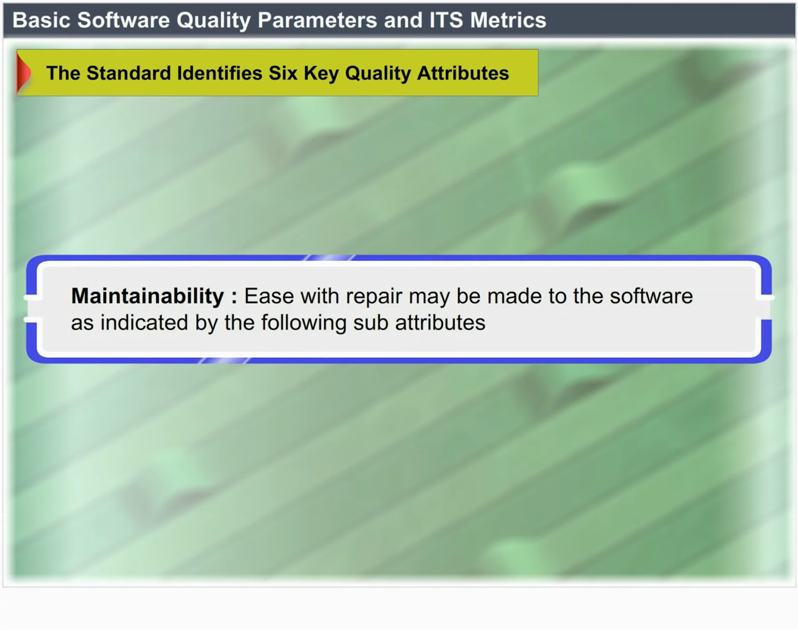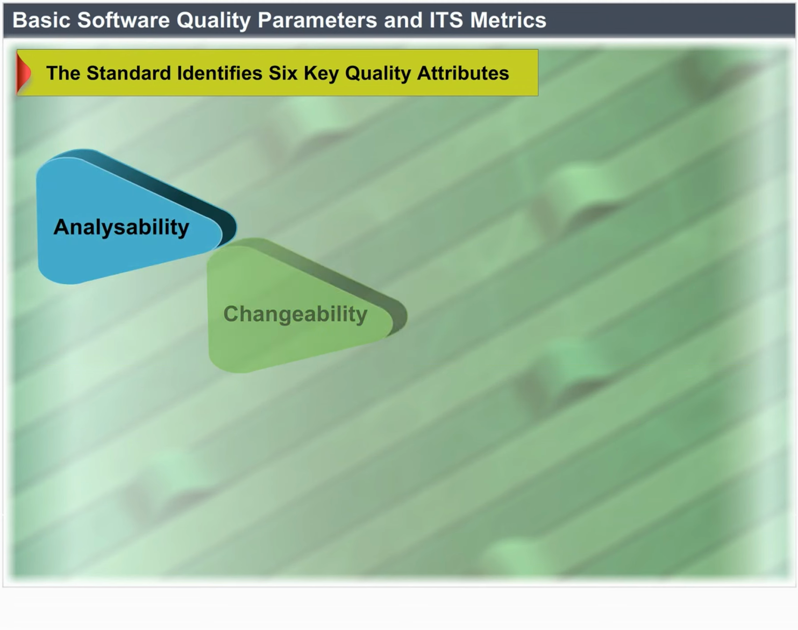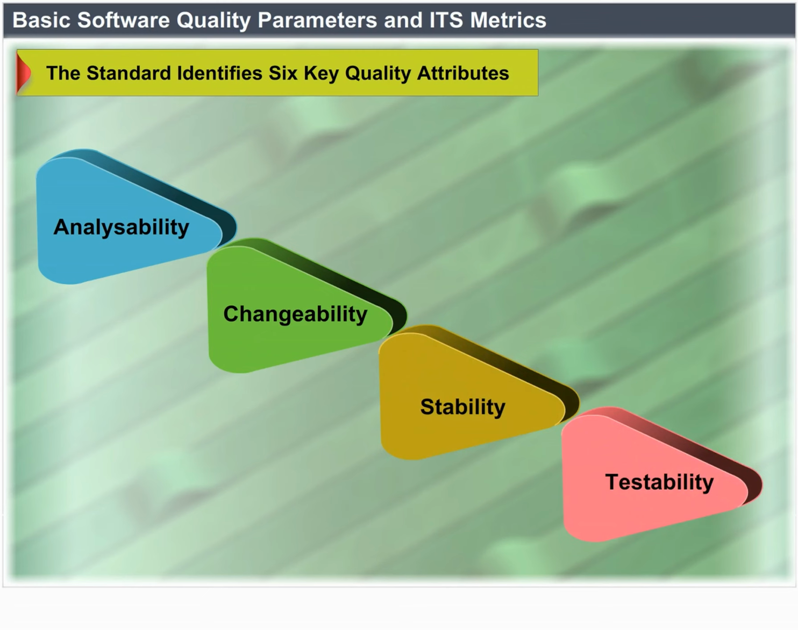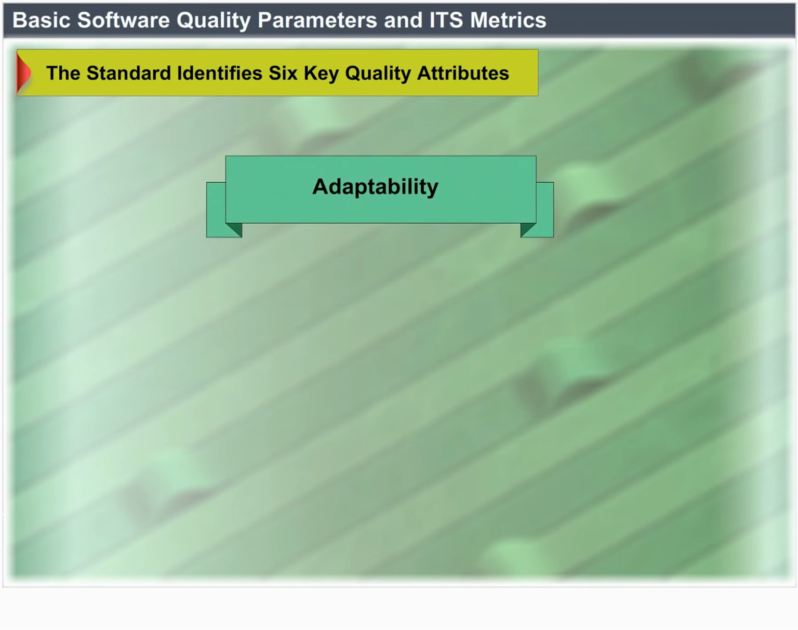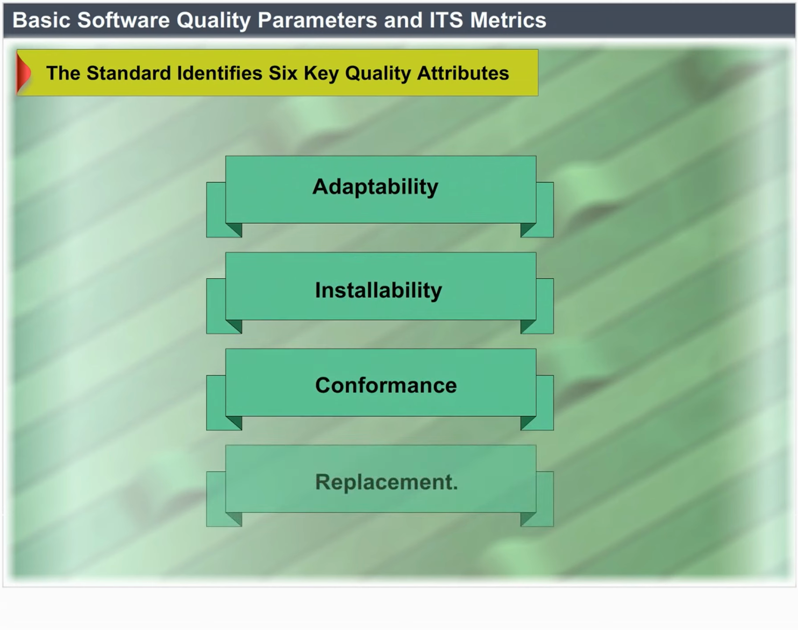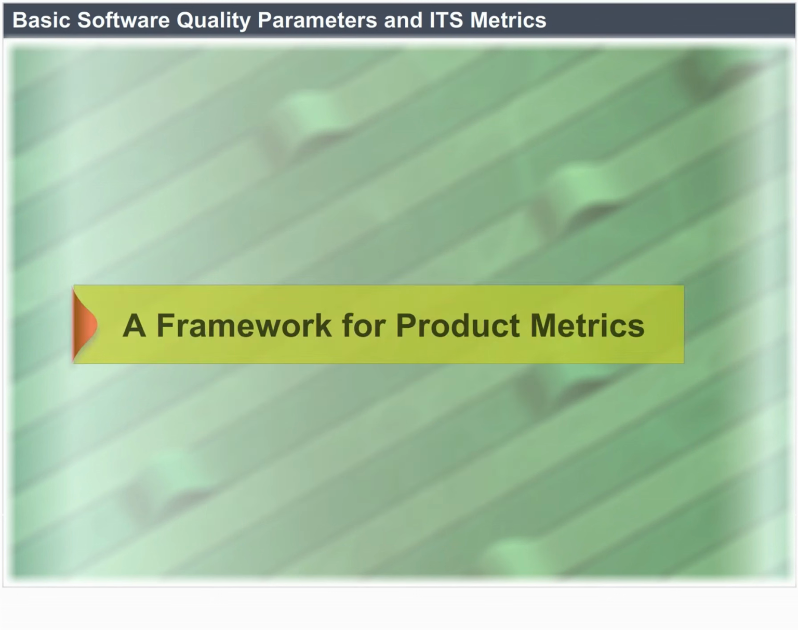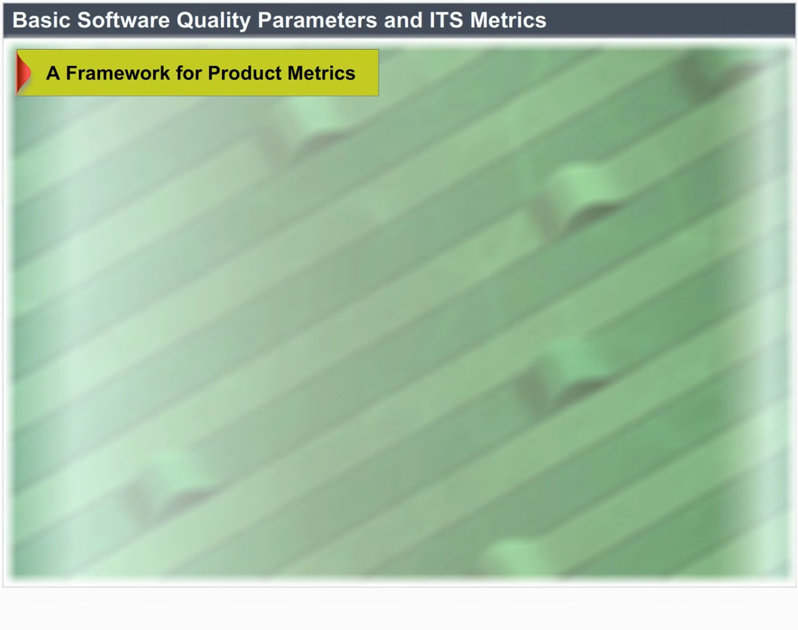Maintainability. Ease with which repair may be made to the software as indicated by the following sub-attributes: analyzability, changeability, stability, testability. Portability. Ease with which the software can be transposed from one environment to another as indicated by the following sub-attributes: adaptability, installability, conformance, replaceability.